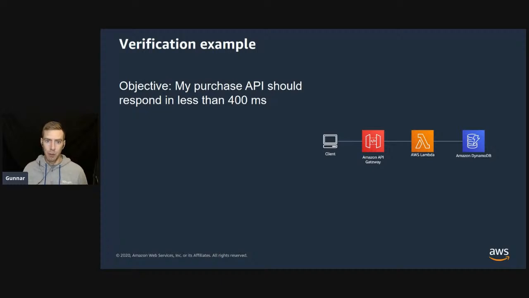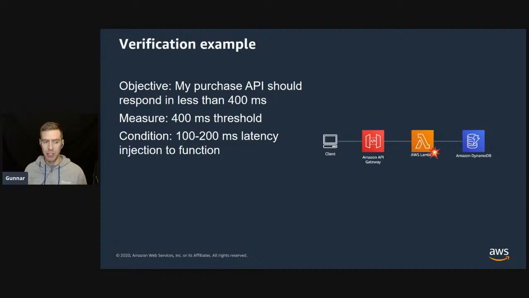So first off in the process, we have the objective. And the objective in this case is my purchase API should respond in less than 400 milliseconds. So a business or a technical metric in this case. We then set a measure, basically set up 400 milliseconds as a threshold and use that as a way to measure if we are following that objective.